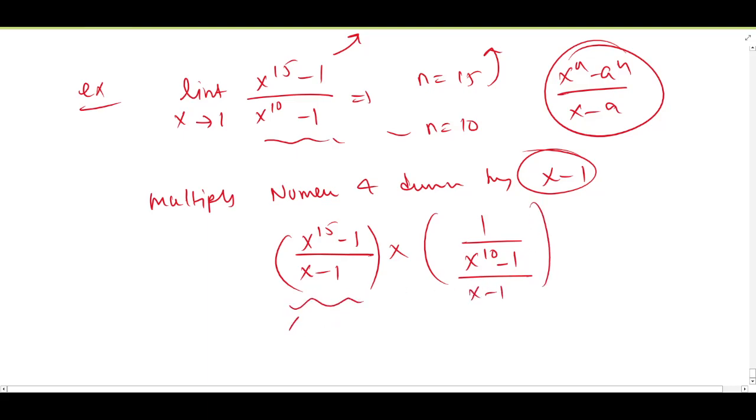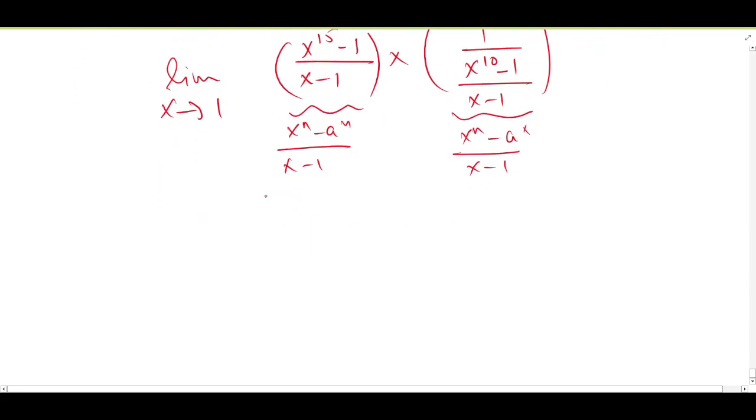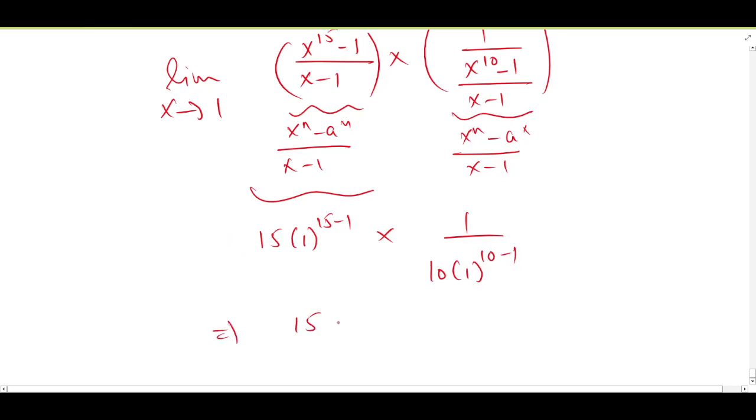So this is of the form x to the n minus a to the n divided by x minus a, and this is also of the form n a to the n minus 1, where limit x tends to 1. So from here we get n equal to 15 and a is 1, so 15 into 1 to the 15 minus 1 divided by 10 into 1 to the 10 minus 1. So therefore we get 15 divided by 10, so 3 by 2.